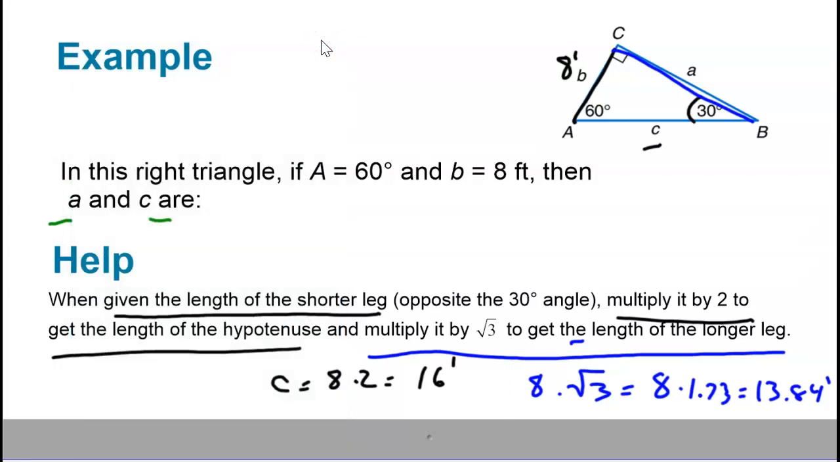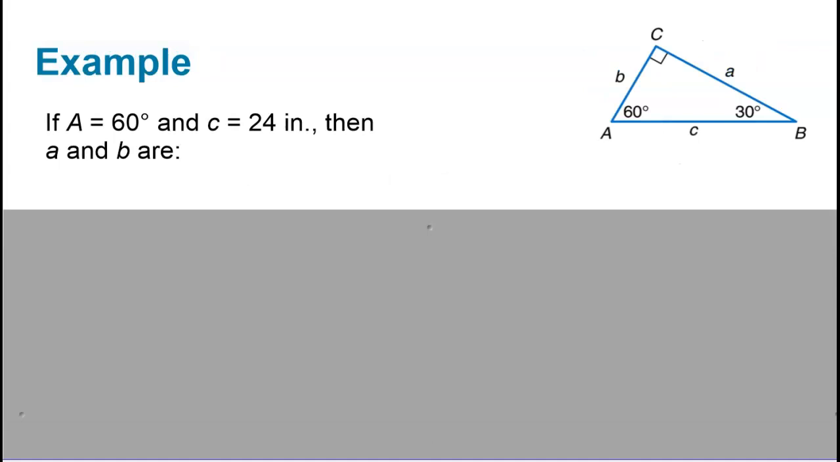Let's make sure that that makes sense. If C was 16 feet and A is 13.84 feet, then our hypotenuse is longer than either one of our sides, which makes sense, and that's the way to find that problem. So remember, take what you're given and follow the rules for that particular type of special right triangle. Let's look at the next one, and I want you to go ahead and try this one on your own and pause the video.